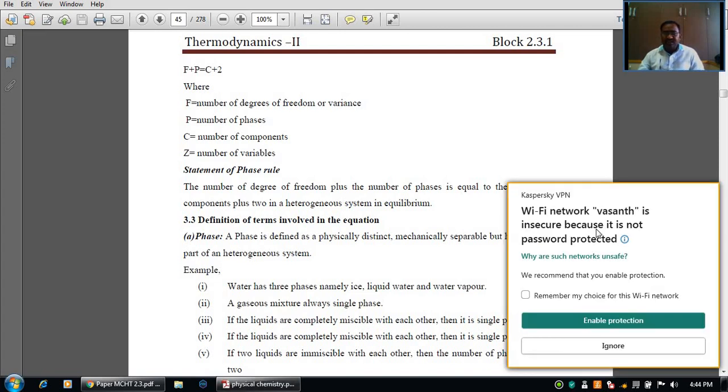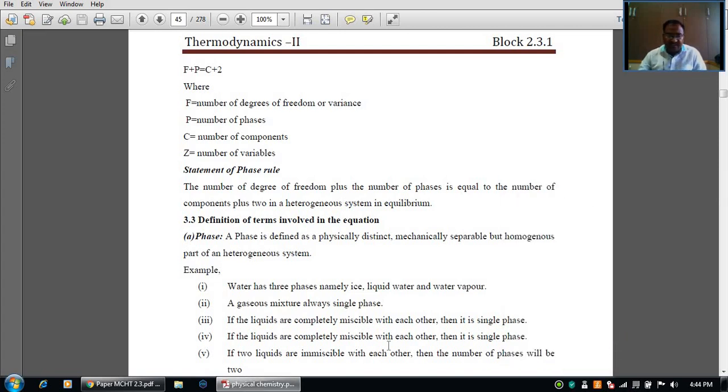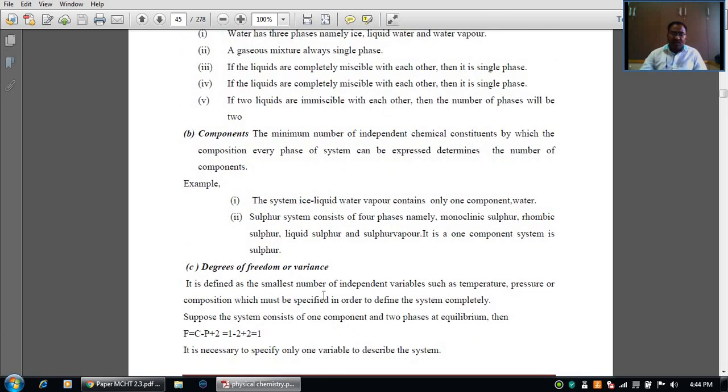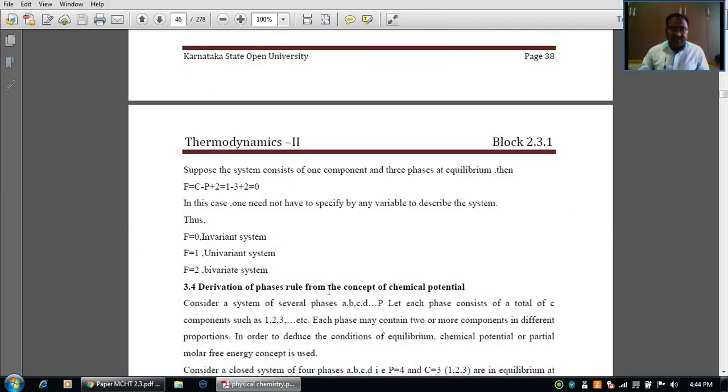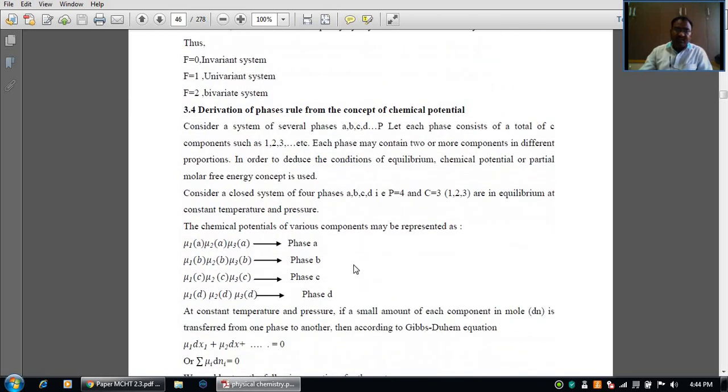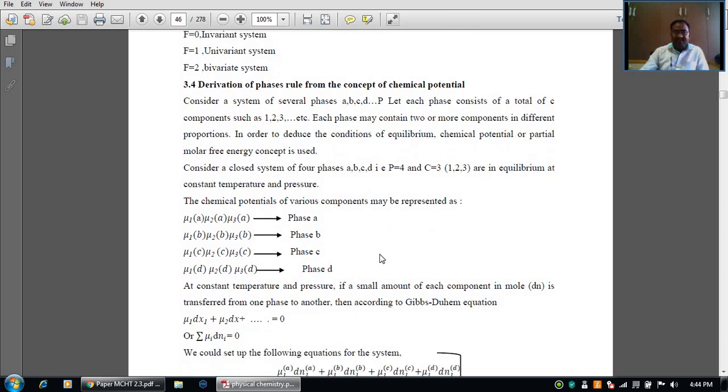The definitions of terms involved in that equation: what is a phase, component, degrees of freedom or variance? These are all very important definitions regarding the phase rule. Next, the derivation of the phase rule from the concept of chemical potential. We are going to derive the expressions based on the concept of chemical potential. Here phase A, phase B, phase C and phase D. We are just going to make an assumption.